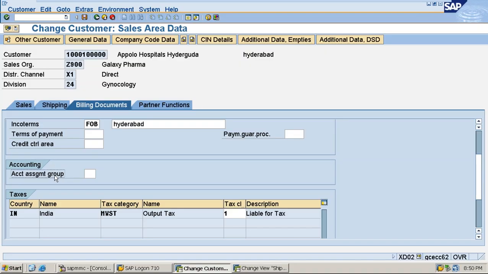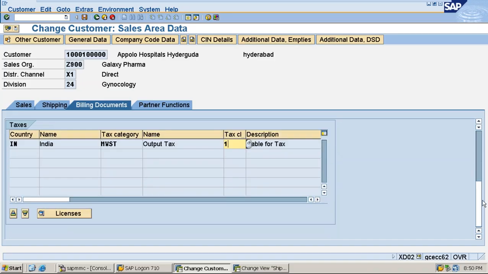And the tax status of this customer, that is, whether he is liable for tax or not. Some customers are not liable for tax, for example if this customer is in a SEZ. SEZ means special economic zone. The government has given some tax exemptions for this customer, so he may not be liable for tax. So you would be maintaining the tax status of the customer in this particular block. Okay, so that's what we have in the shipping and billing tab.